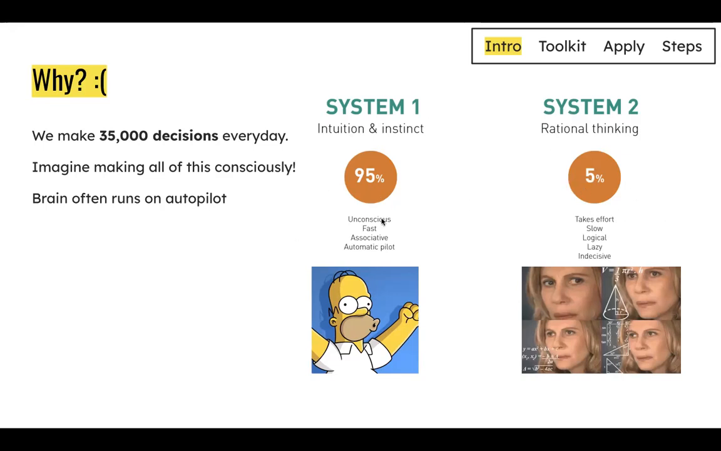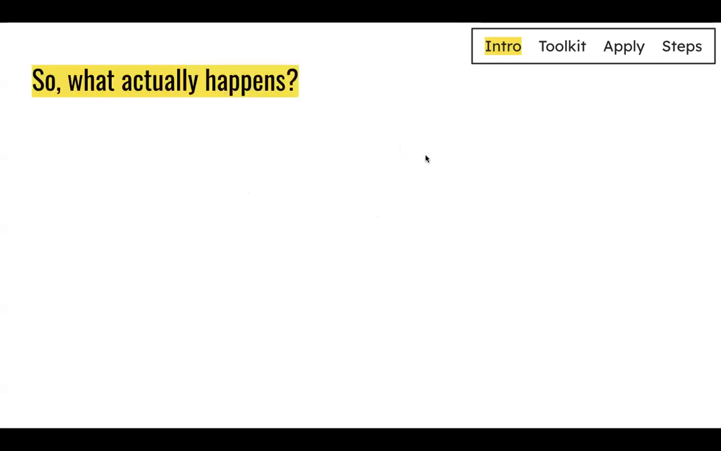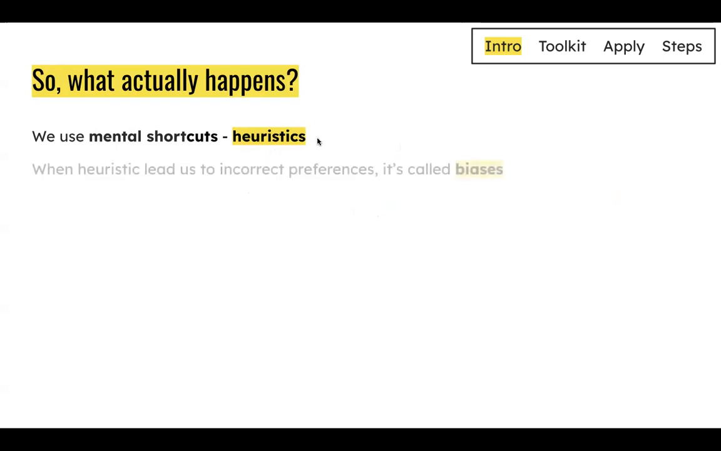So because we are pretty much running on autopilot, we make a lot of errors in the way we think and the way we decide, right? So we use a bunch of mental shortcuts, which in behavioral science we call heuristics. You don't have to know these terms, so ignore it if you don't want to listen.